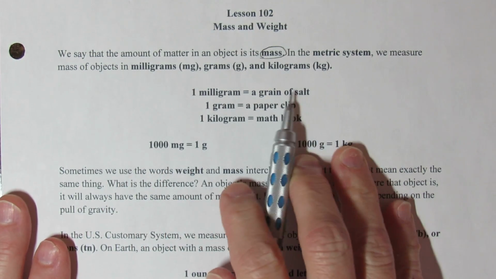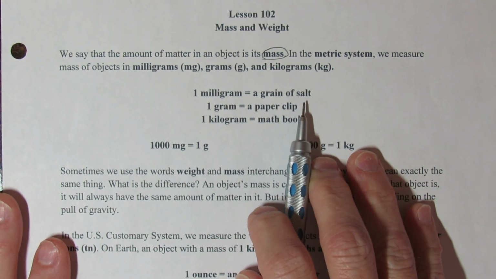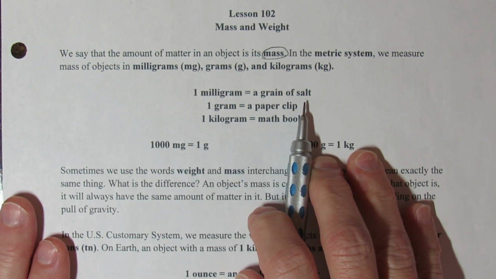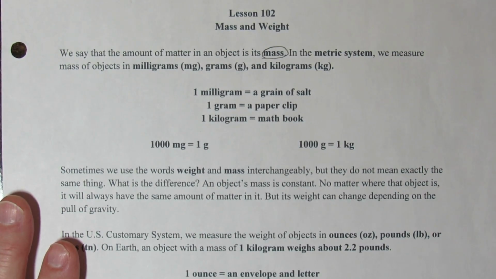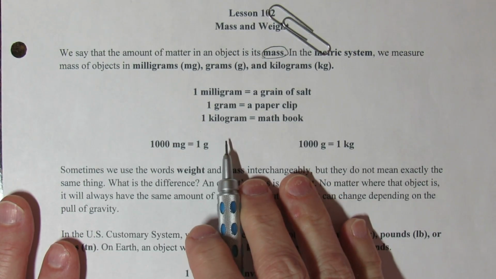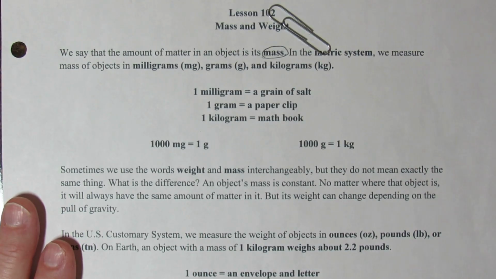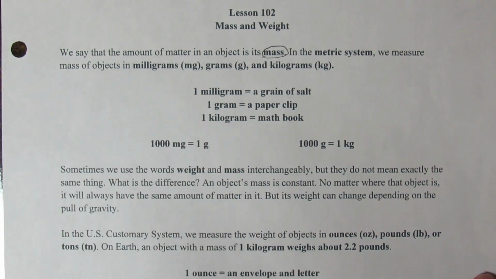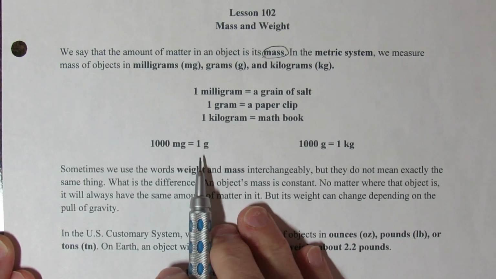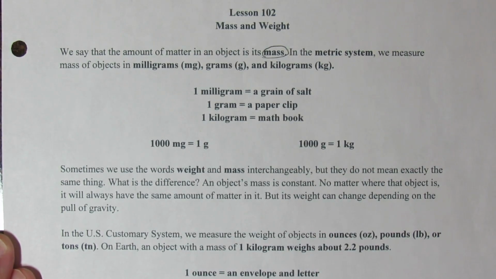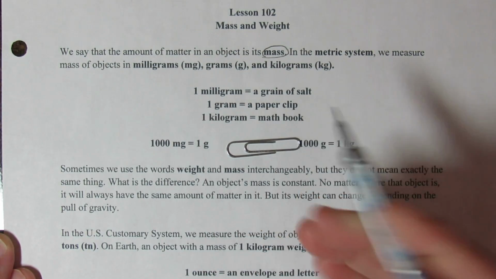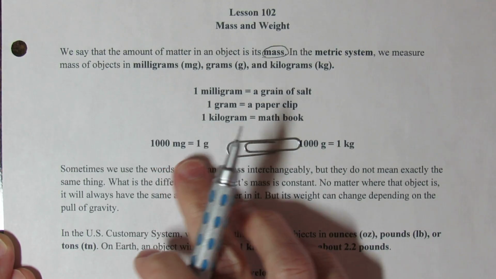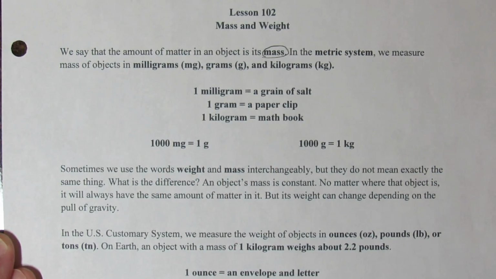1 milligram is so tiny, it's like a grain of salt. Very, very tiny mass measure. 1 gram is the weight or the mass of a paper clip, so still very small. And then a kilogram is about as heavy as your math book, or has as much matter in it as your math book. So there are 1,000 milligrams in a gram and 1,000 grams in a kilogram.